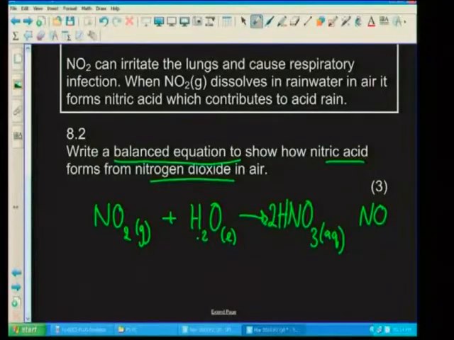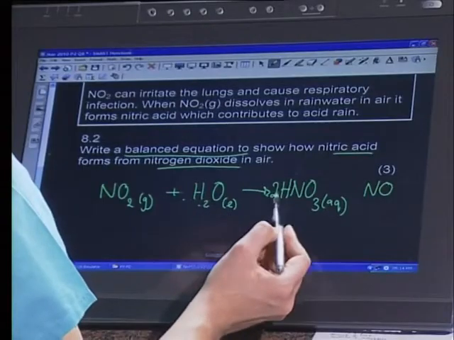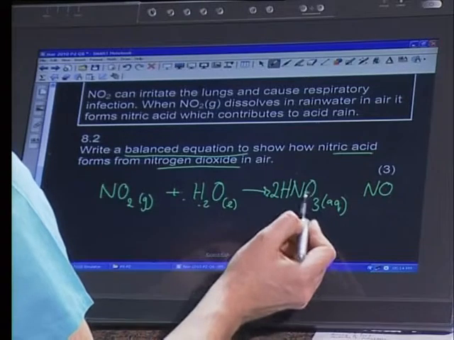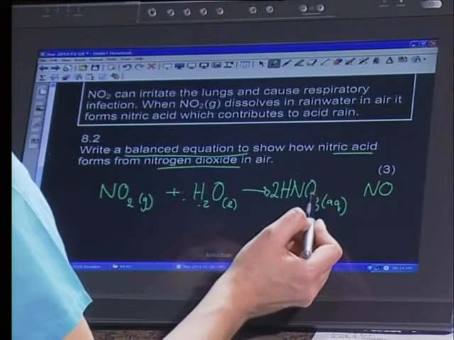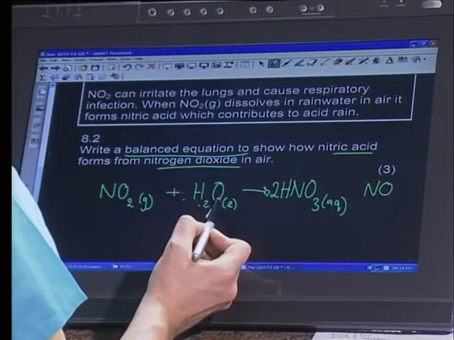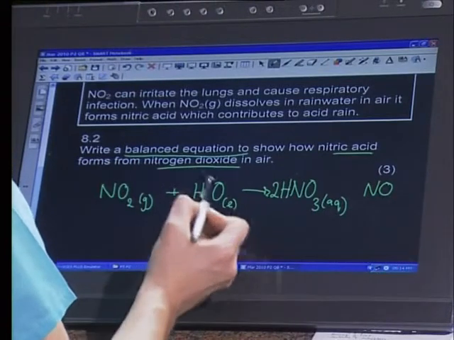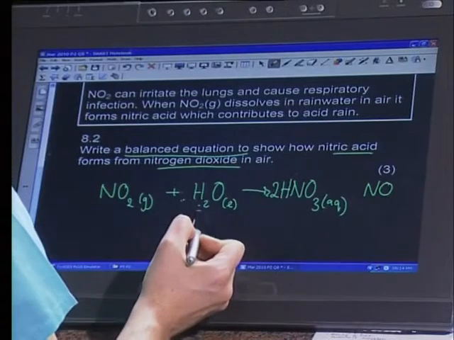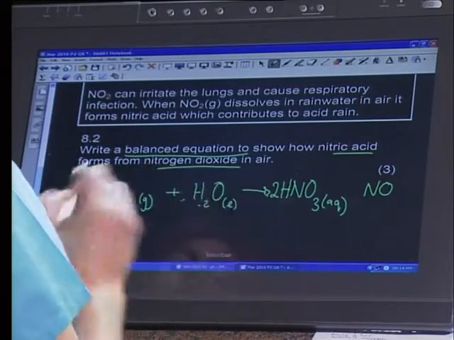A good tip that I always give my students is to balance your hydrogens and oxygens first. So now I've balanced my hydrogens, I've got 2 on either side. Now I look at my oxygens. There are 3 oxygens multiplied by the 2, which gives me 6 oxygens, plus the 1 is going to be 7. So over here I've got 1 oxygen. If I put a number in front over here, it's going to affect my hydrogens, and I don't want to do that because I've already balanced it.